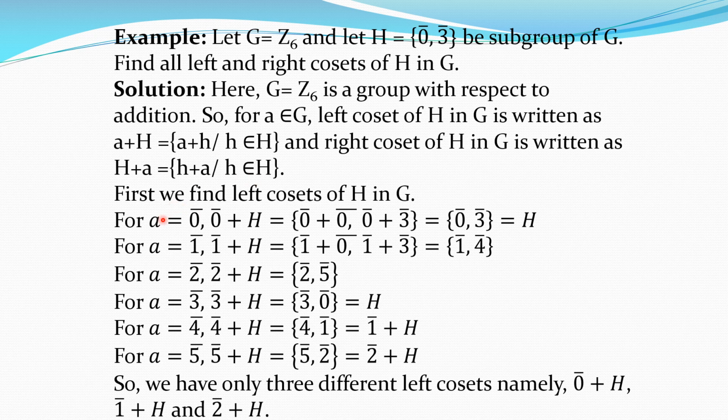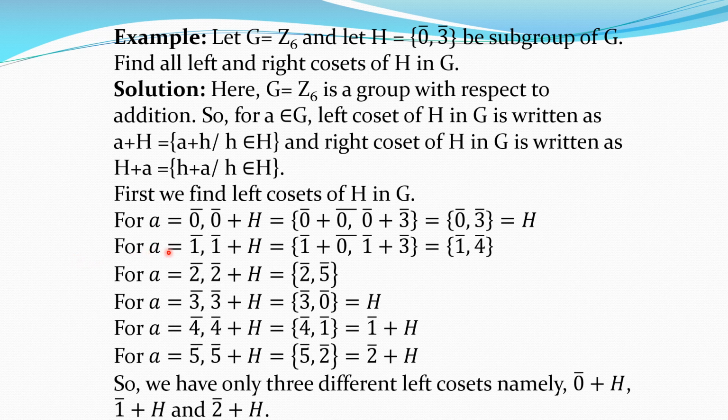The first element of G equal to Z6 is 0 bar. So what is the left coset of 0 bar? It is 0 bar plus H. So add 0 bar to every element of H. The elements of H are 0 bar, 3 bar. So add 0 bar from the left side. So it is 0 bar plus 0 bar, 0 bar plus 3 bar, which is 0 bar, 3 bar, H itself. For a equal to 1 bar.